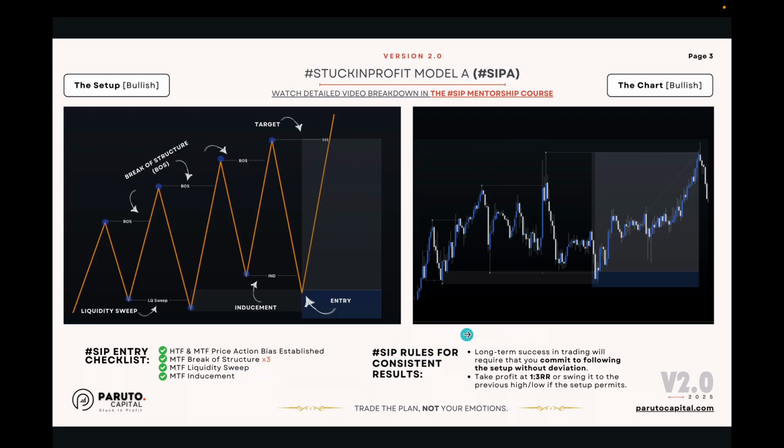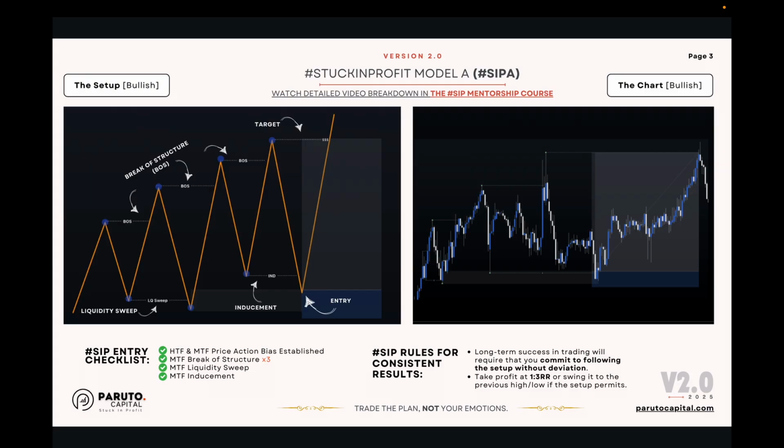Now, these are the rules for consistent results. Long-term success in trading will require that you commit to following the setup without deviation. Take profit at 1 to 3 or swing it to the previous higher low if the setup permits, of course, using the trade management models we looked at earlier. This is as simple as it gets. Okay, and I want to believe it's easy for you to follow.